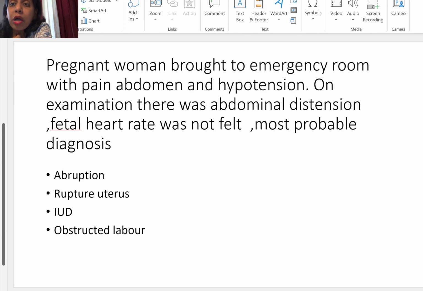There is loss of fetal station. So nothing such things are mentioned. So it is a diagnosis. It's not the rupture uterus.